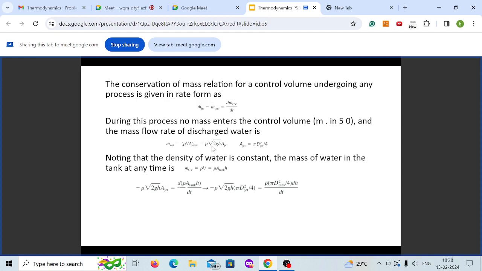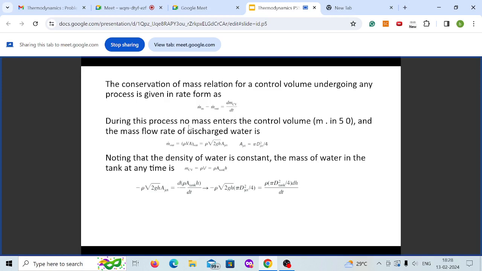We know rho into root 2 gh into pi d jet square by 4, and we also know that the mass in the tank is rho into the volume. The volume of water in the tank will change, so it can be expressed as the area of cross section of the tank into the height of the water, h. So we'll substitute these two in the expression of the mass balance.